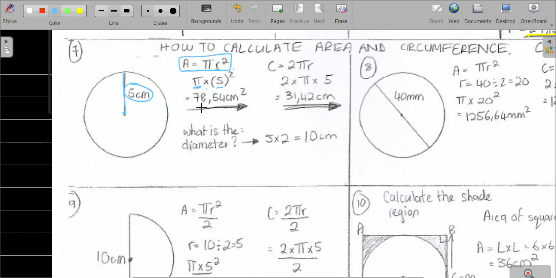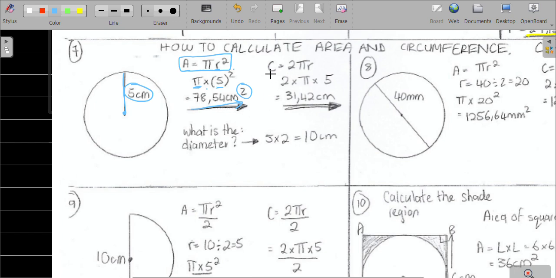Once we have done this, we put that in the calculator and we get our answer of 78,54 centimeters squared. In all of the questions that I did here and even before, I just rounded off to 2 decimal places, but in your tests and exams, please follow the instructions closely and correctly.